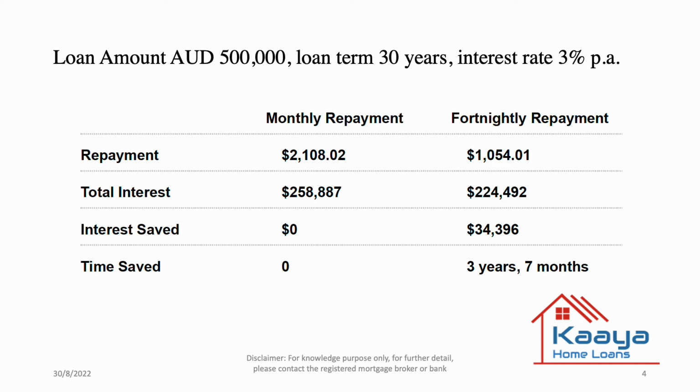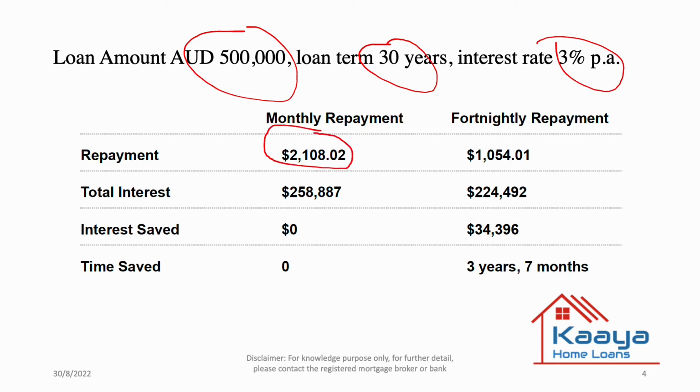So let's go with some examples here. For example, your loan is 500,000. Loan term is 30 years and interest rate is 3%. So your monthly repayment will be 2108. When you divide it by 2, it will be 1054. So if you pay monthly, you will be paying 2108 12 times. If you pay fortnightly, you will be paying 1054.01 26 times. So when you do that, your interest overall in 30 years will be more when you pay monthly than when you pay fortnightly.